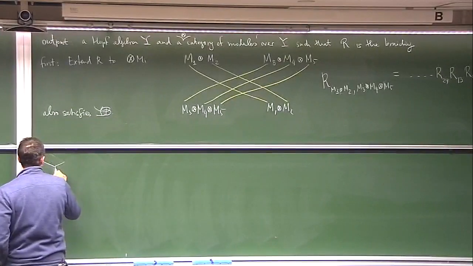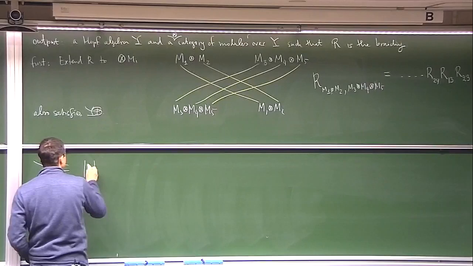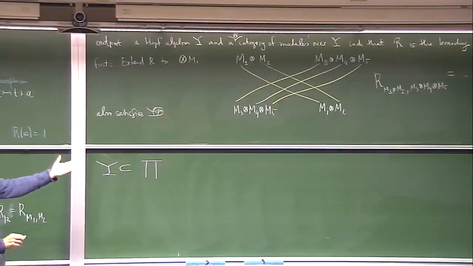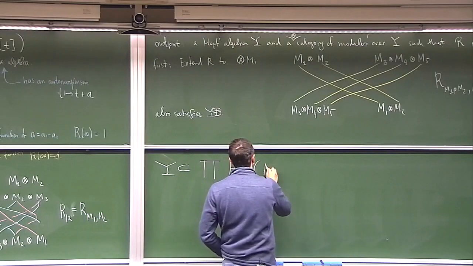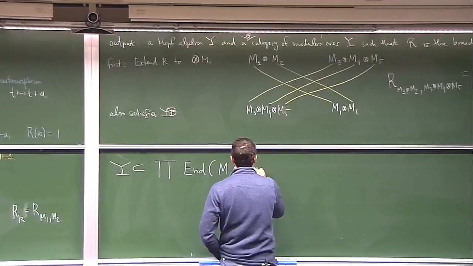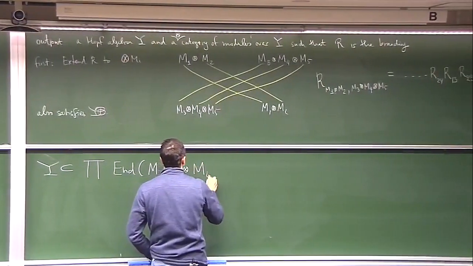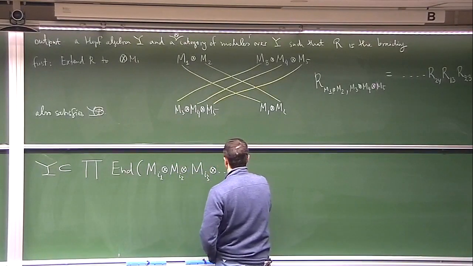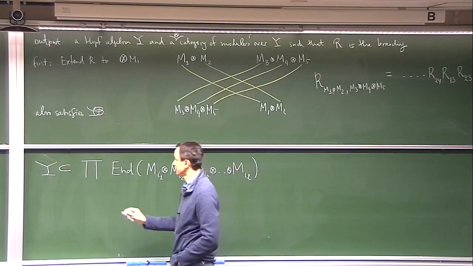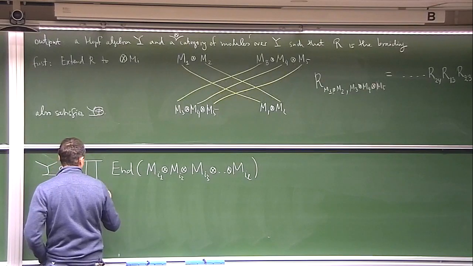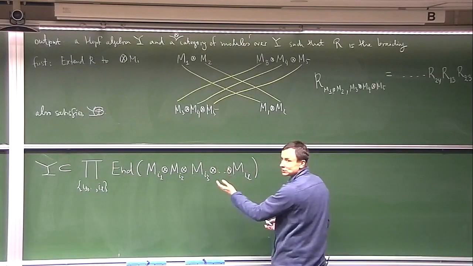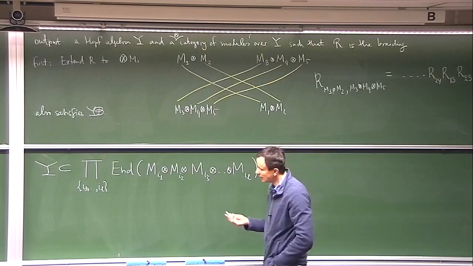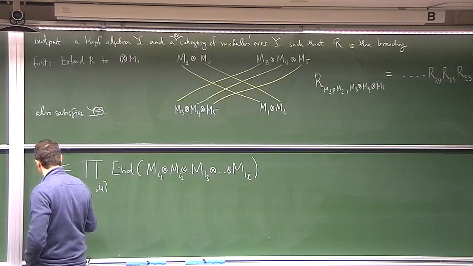So I will define Y as an algebra of operators in the direct product of all possible collections of endomorphisms of all possible modules. I'd like this to be modules over my algebra, and I'll define my algebra as something that acts in all these modules. And how is it defined? This will be taken by matrix elements.